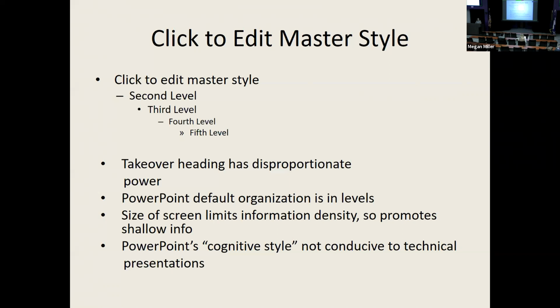The default organization of PowerPoint is in point form or levels. That's not necessarily the best way to talk through information. The size of your screen can limit the amount of technical depth that you can convey. And a lot of researchers have suggested that PowerPoint's cognitive style is just not conducive to technical presentations. There's been a lot of talk in the news about various corporations that basically say don't use PowerPoint anymore. I know Amazon went through a time where they banned PowerPoint from their meetings. A lot of academic settings still require this, however.